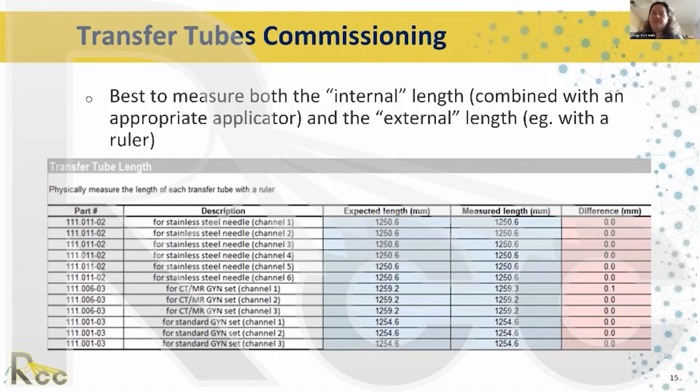Next slide. Also, I talked about that before. You also have a check ruler that you should use to measure the internal length, either with the applicator combined with the transfer tube, or just the applicator itself, depending on your manufacturer. And also have this very same table for every device you own: put in the expected length, the measured length, and the difference. And again, up to 0.3 millimeters different is probably okay. If you find 0.5 millimeter or a higher difference, I would start checking individual components and start talking to the manufacturer.